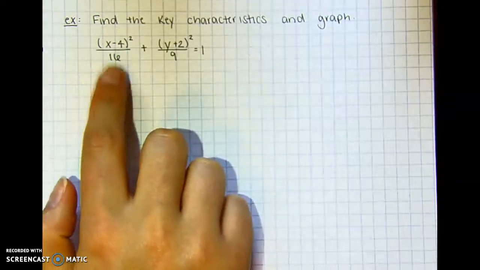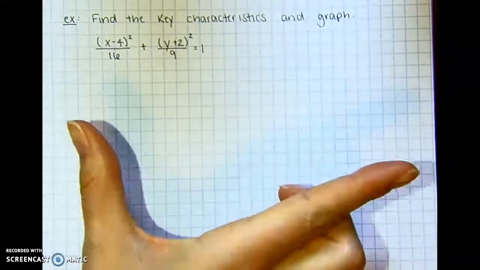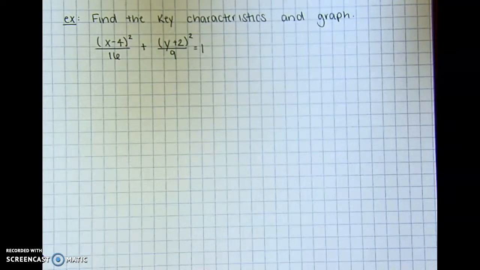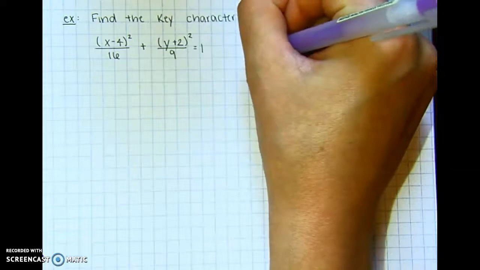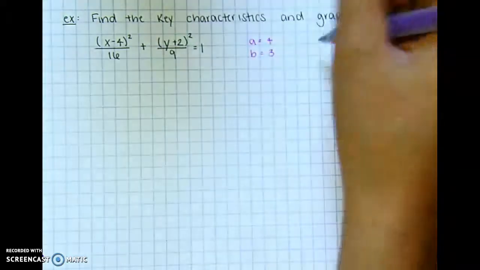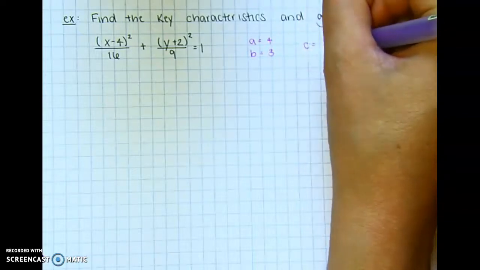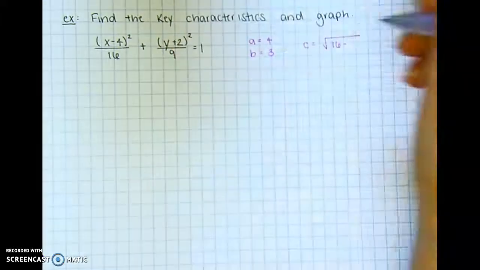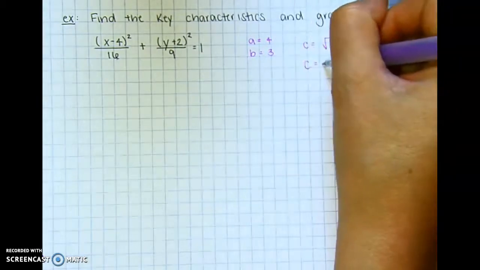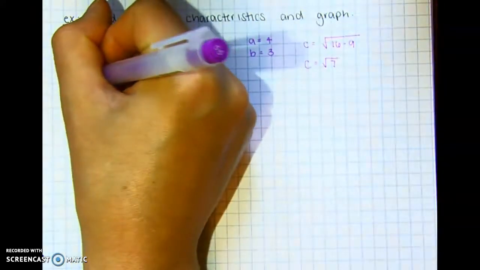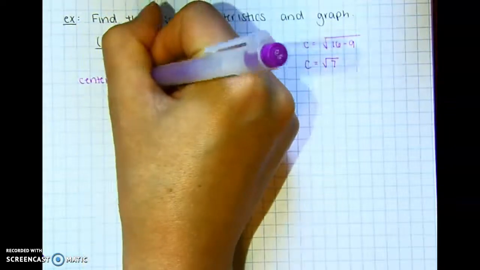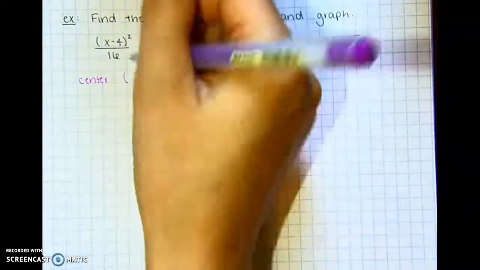So because 16 is the bigger one, that means our major axis will be horizontal. So my a value is going to be the square root of that, because remember this is a squared, so a is going to be 4, b is going to be 3, which means c is going to be the square root of a squared, 16, minus b squared, which is 9. So our c value is the square root of 7. Okay, now let's go and find all the other important parts. So center. The center is going to be h comma k, so 4 comma negative 2.